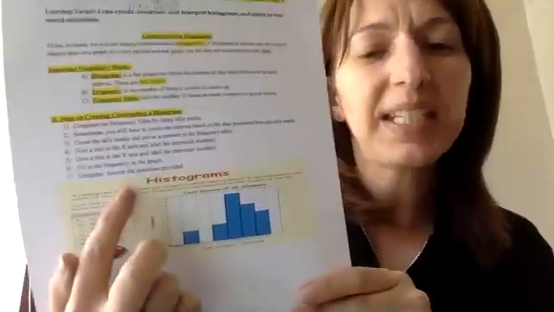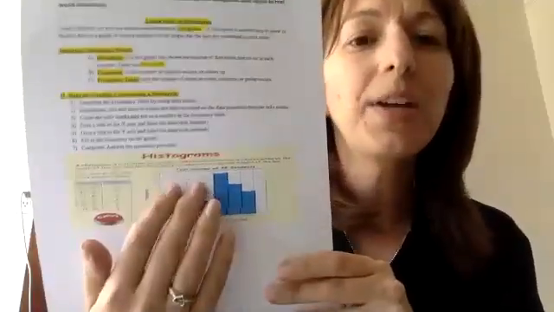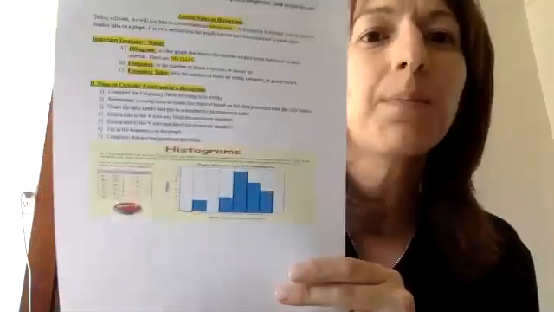So we have this step here that I'm going to walk you through, right? The first thing we have to do is complete the frequency table. And I'm going to show you how the tally marks look.